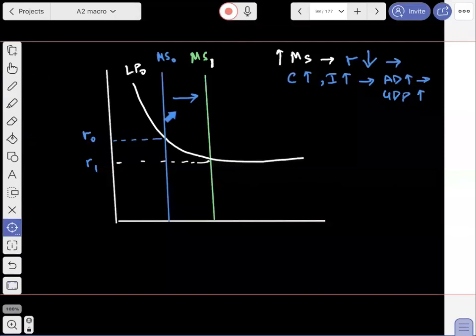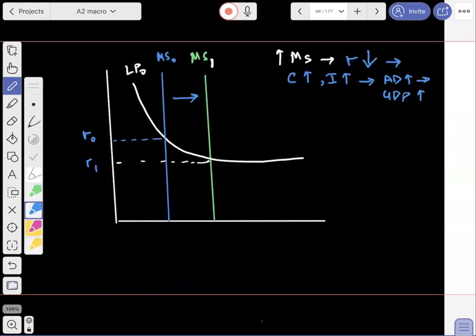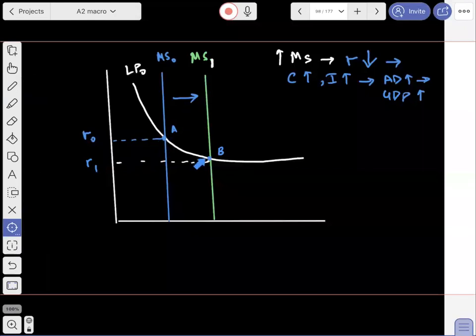From the diagram only you can see, look at this. If you are here at point A, the equilibrium will now be at point B, because when the money supply went up, your equilibrium interest rate is going down. So that's why it happens. Make sense?